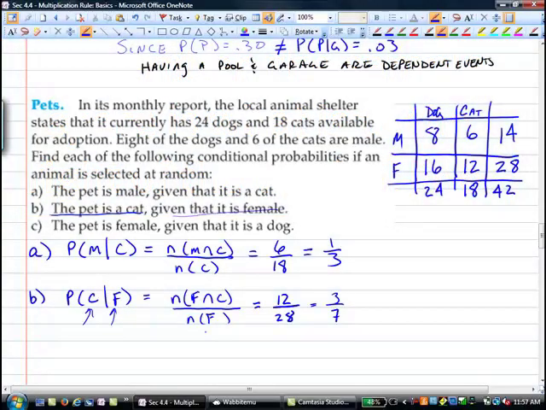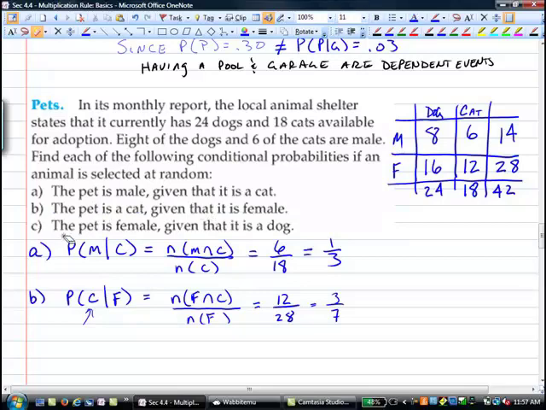We were told that the animal was a female. The question was, wouldn't you take into account that they were male and female dogs and cats? And the answer is no. We were given this condition that the animal was a female, so that then becomes our sample space, the number of females. We have to satisfy this given condition first. Then we look at this.